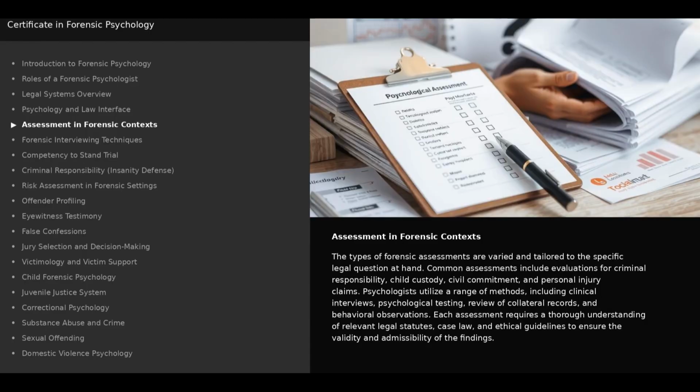The types of forensic assessments are varied and tailored to the specific legal question at hand. Common assessments include evaluations for criminal responsibility, child custody, civil commitment, and personal injury claims. Psychologists utilize a range of methods, including clinical interviews, psychological testing, review of collateral records, and behavioral observations. Each assessment requires a thorough understanding of relevant legal statutes, case law, and ethical guidelines to ensure the validity and admissibility of the findings.